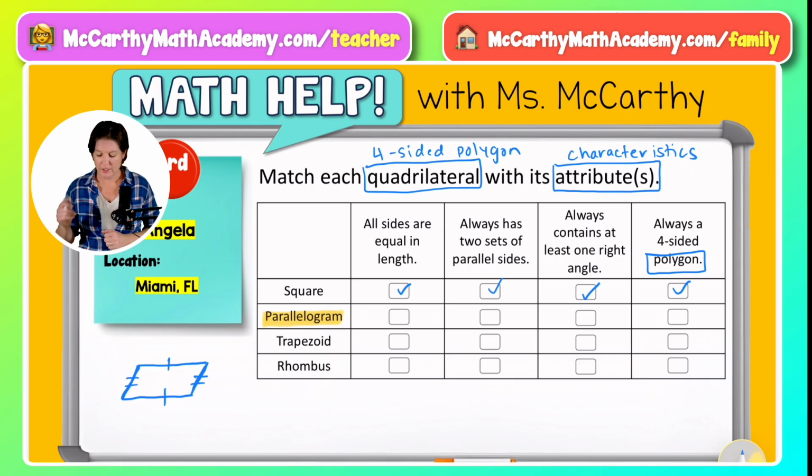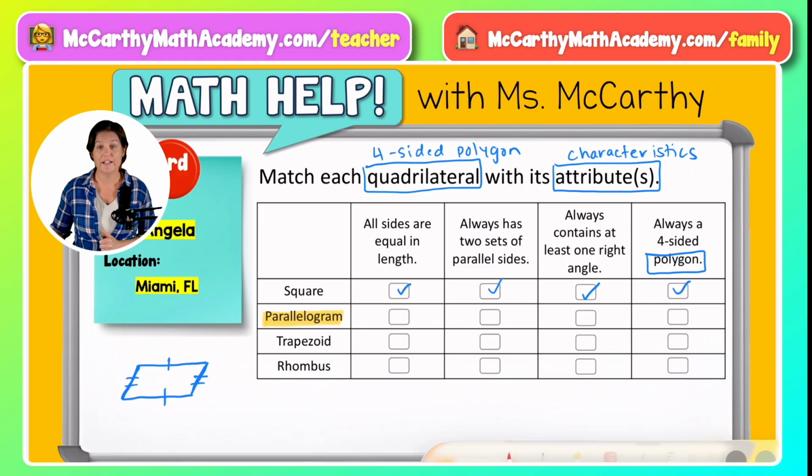The next column says always has two sets of parallel sides. That is exactly what a parallelogram is. We have this side and this side are parallel to each other.